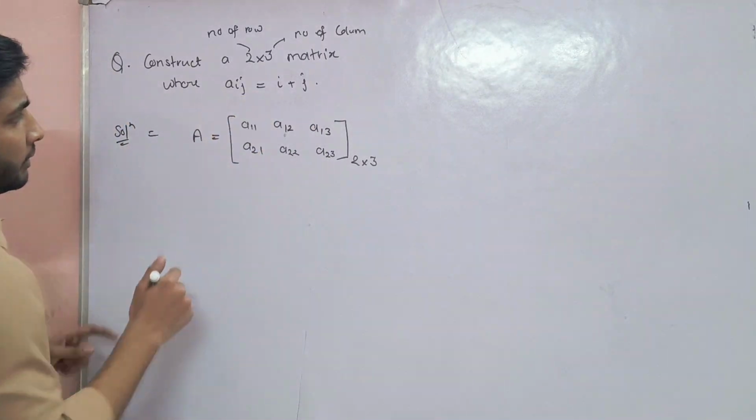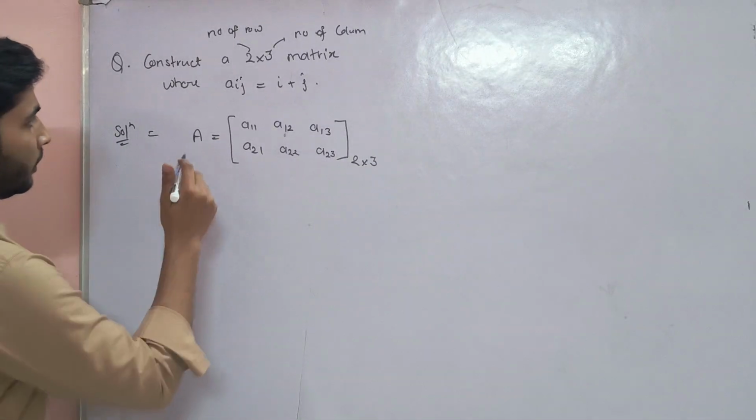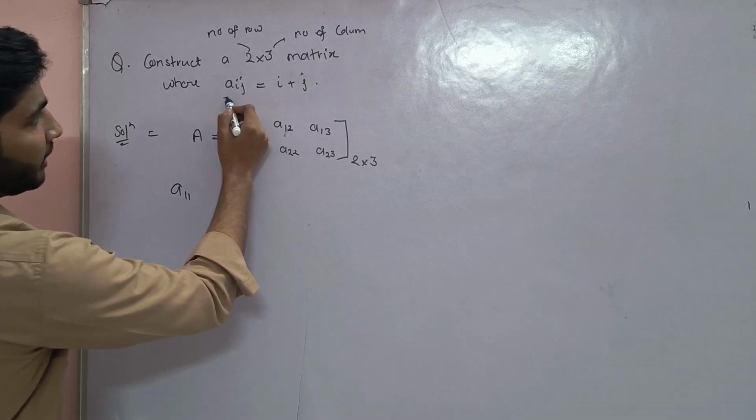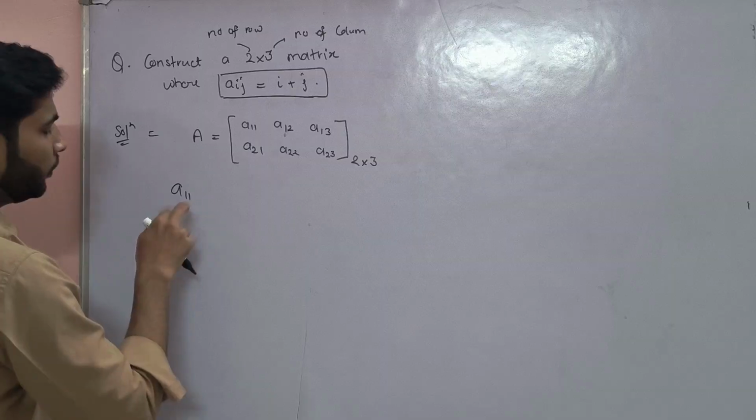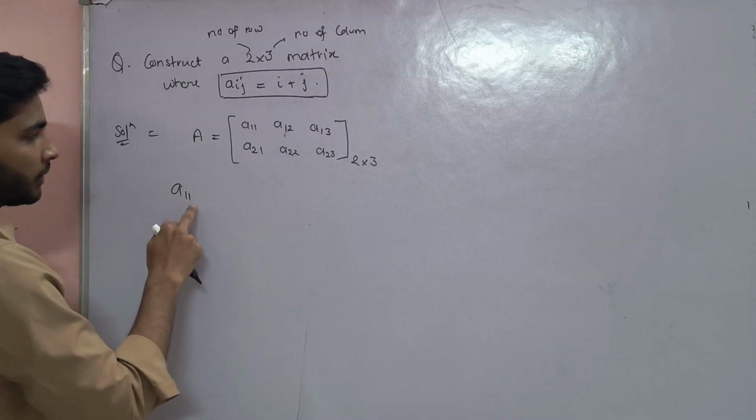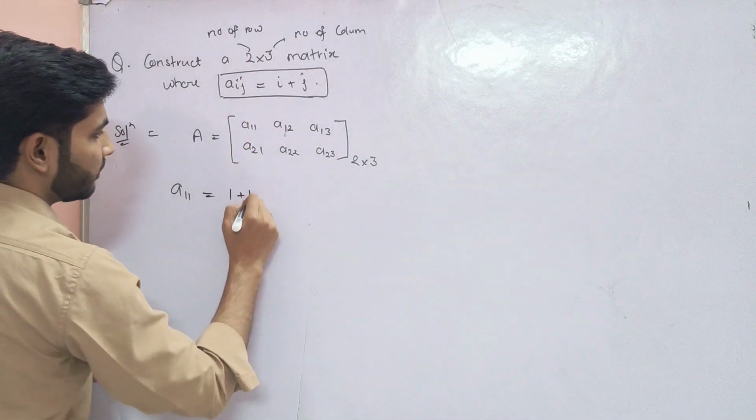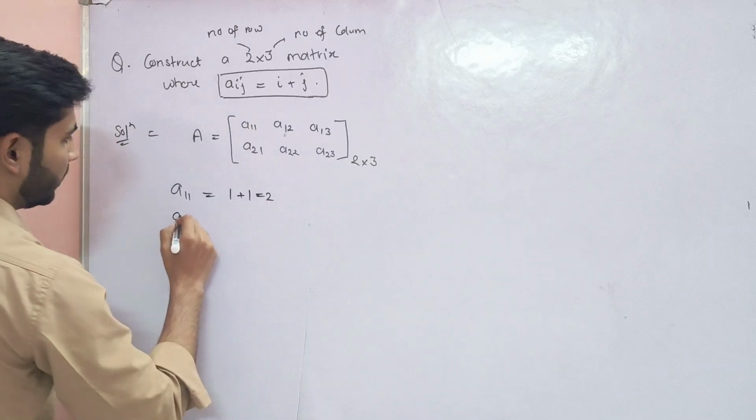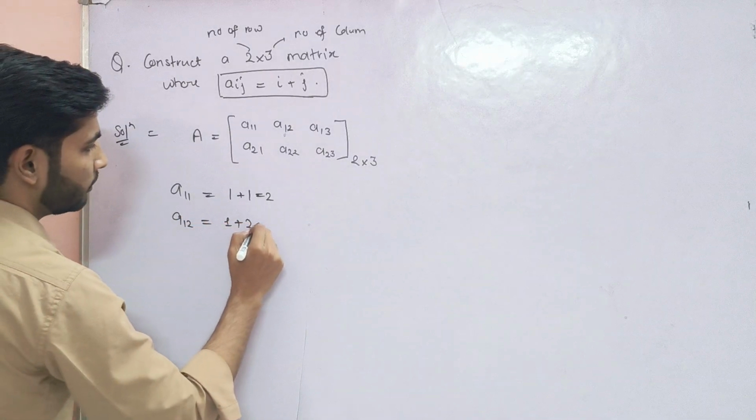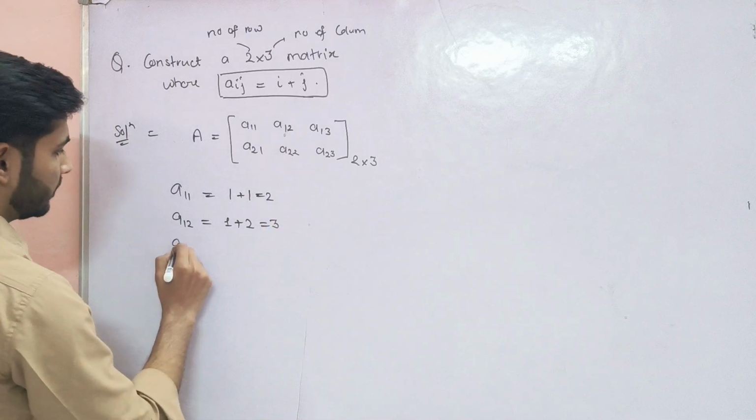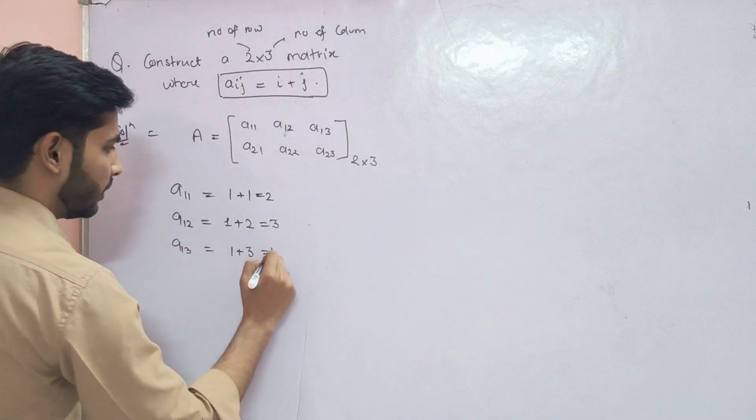So how can we calculate A11? We have been given a relation Aij equal to i plus j. So we put i equal to 1 and j equal to 1: 1 plus 1 equal to 2. A12: 1 plus 2, 3. A13: 1 plus 3 equal to 4.